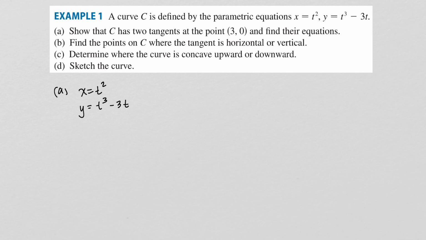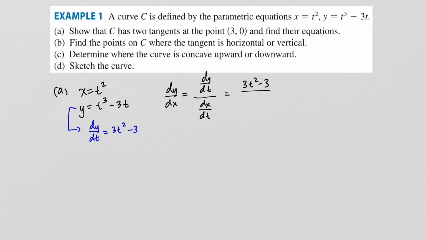First, we need to find the first derivative, dy dx. To get dy dx, we need to take dy dt and divide it by dx dt. So let's go ahead and calculate dy dt. So if y is equal to t cubed minus 3t, dy dt is 3t squared minus 3. And so that is our numerator. And we're going to divide that by dx dt, and dx dt is going to be 2t.